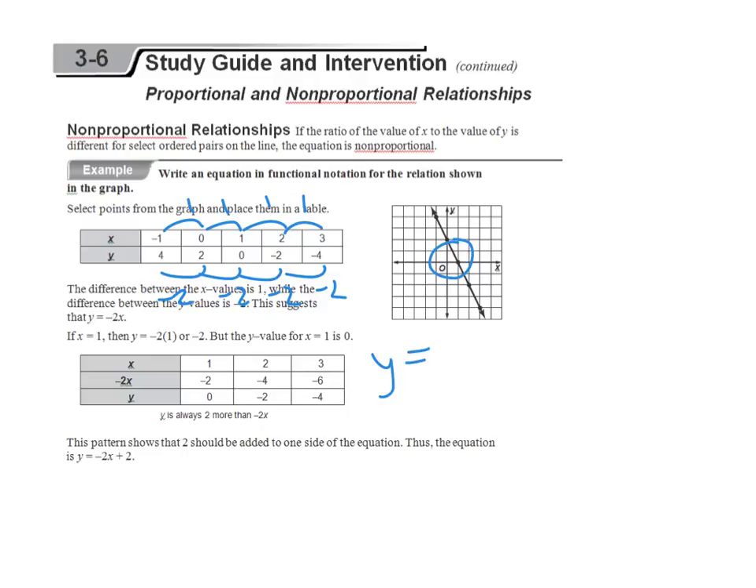So we know we will have y, or f of x, equals negative 2x. And if that were our equation, that would be proportional because it would go through the point 0, 0. But if you look at what the y-intercept is here in the table, it's actually positive 2. So because we have that plus 2, that makes it non-proportional because it won't go through 0, 0.